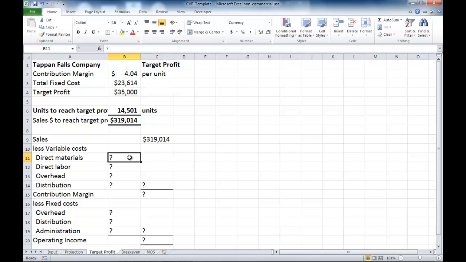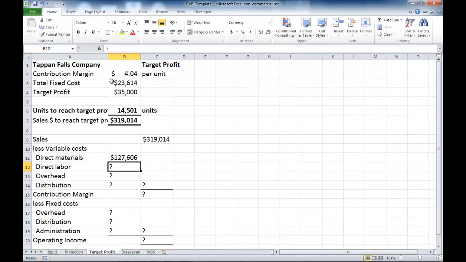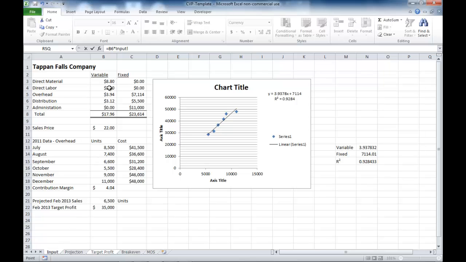We'll plug all this stuff into our contribution format income statement. So direct materials, I'm going to multiply my 14,501 times, go into my input sheet and grab that $8.80 for direct materials, and that updates. Let's do direct labor. Again, I'm going to multiply the 14,501 times my direct labor costs per unit.